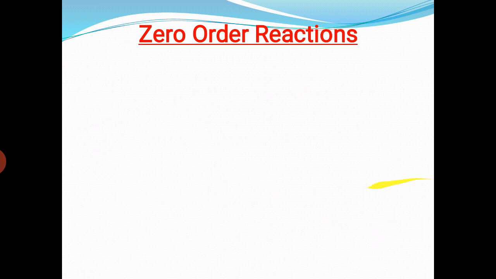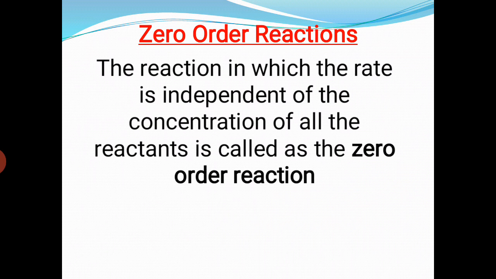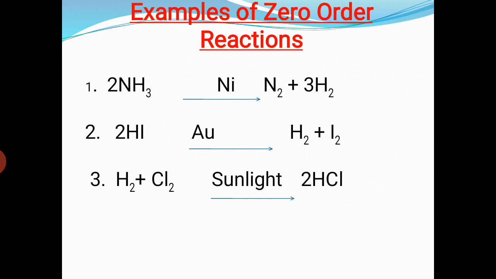Zero order reactions. The reaction in which the rate is independent of the concentration of all the reactants is called a zero order reaction. Examples of zero order reactions are: first, decomposition of ammonia in the presence of nickel to give nitrogen and hydrogen; second, decomposition of HI in the presence of gold as a catalyst; and third, the photochemical combination of H2 and Cl2 to give 2HCl.